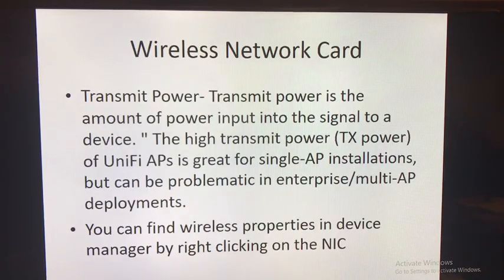Now, transmit power is the amount of power input into the signal to a device. A lot of those access points come with a button where you can increase the power of the signal. Sometimes you need to slow down the power of your signal so your signal doesn't go too far from your work area. And as I said, you can find wireless properties in Device Manager by right-clicking on the wireless network interface card.